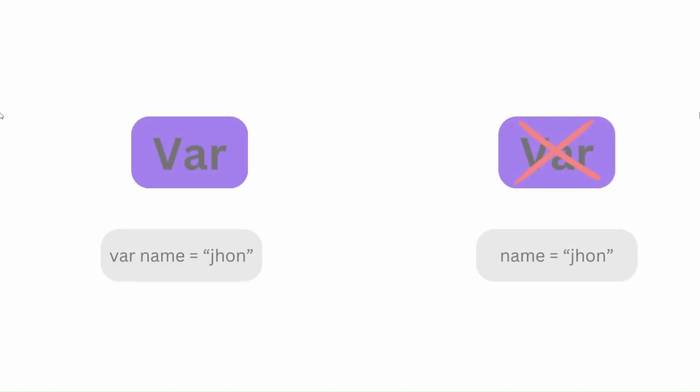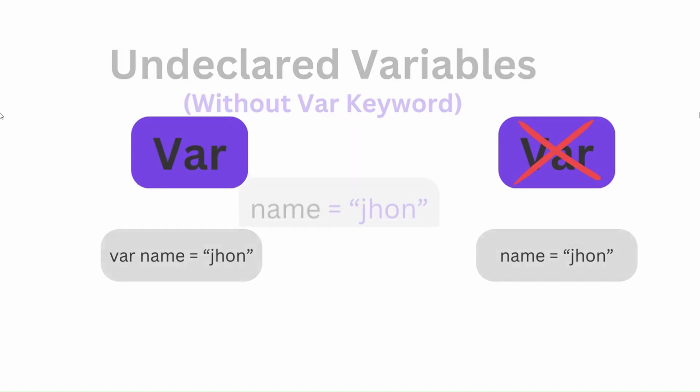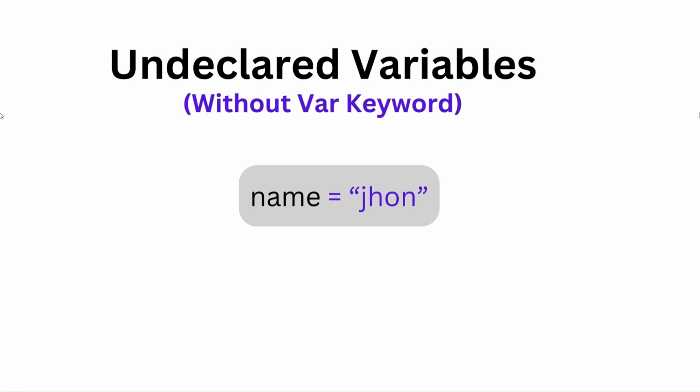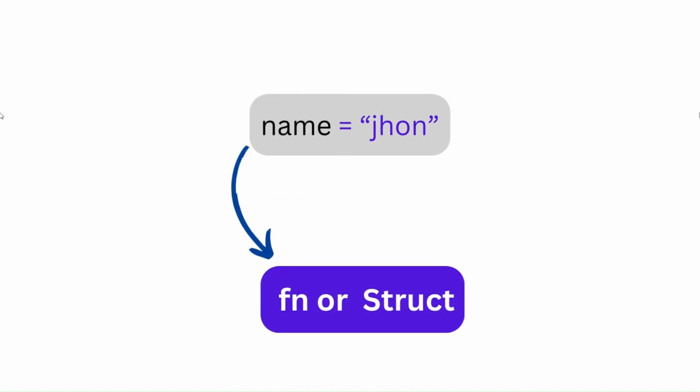In Mojo, you can declare variables with the var keyword or without the var keyword. This is the syntax without using var. It is like Python syntax, but this only works in def declaration and REPL. If you try to use this syntax in fn or struct, it will not work, and an error will occur.